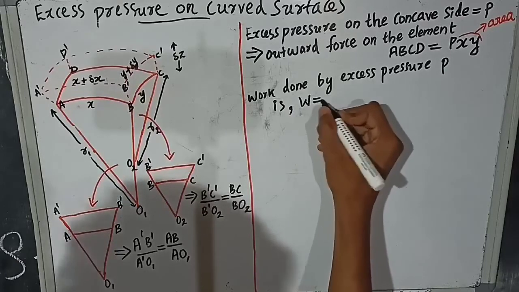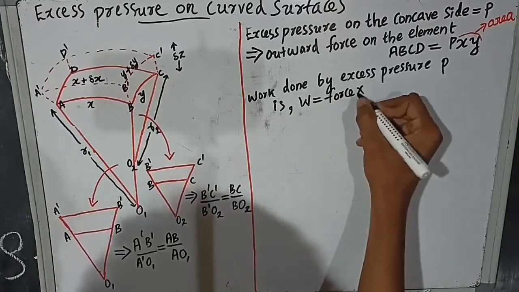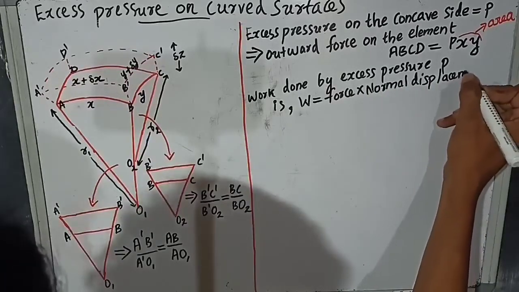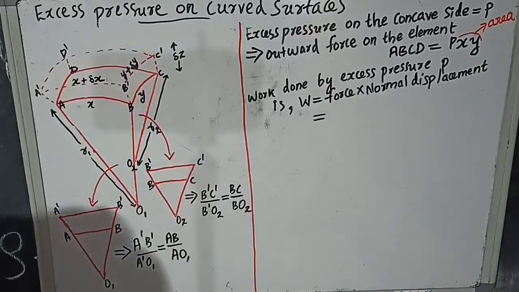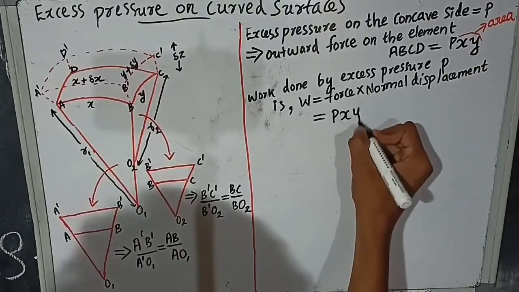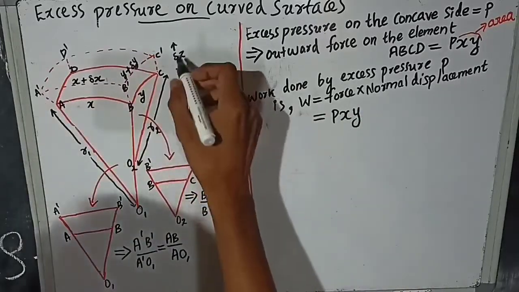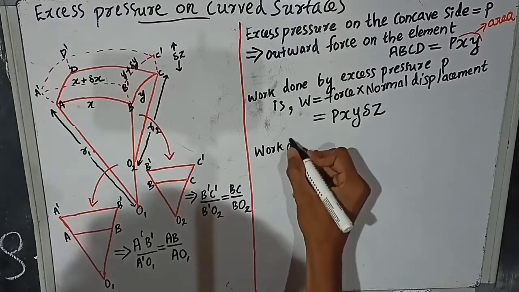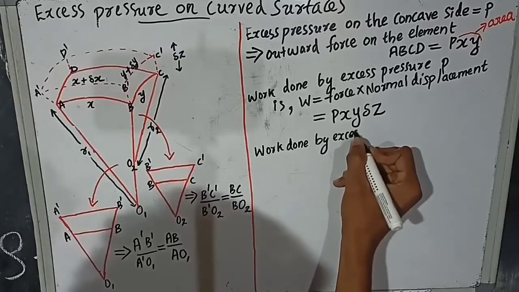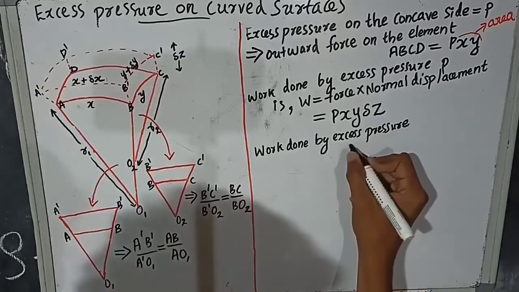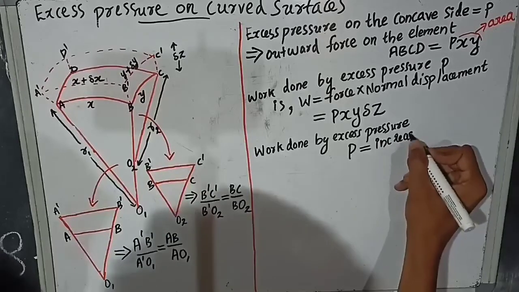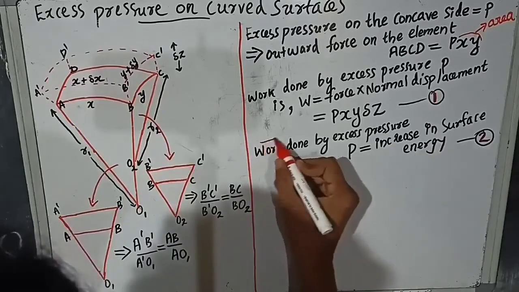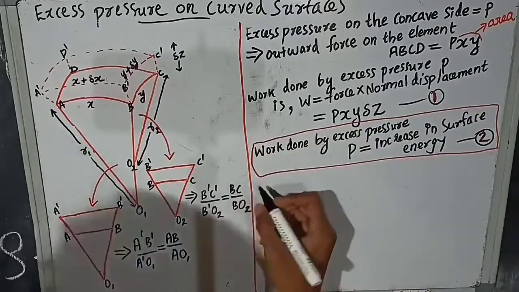So let's find the work done by this outward force on the area element ABCD. The work done W is equal to force into normal displacement. We know that the force is P into xy, and from this figure the normal displacement is delta z. Actually, work done by this excess pressure P should be equal to the increase in surface energy. So we can write work done by excess pressure P is equal to increase in surface energy. And this is the most important formula that we need for our further derivations.